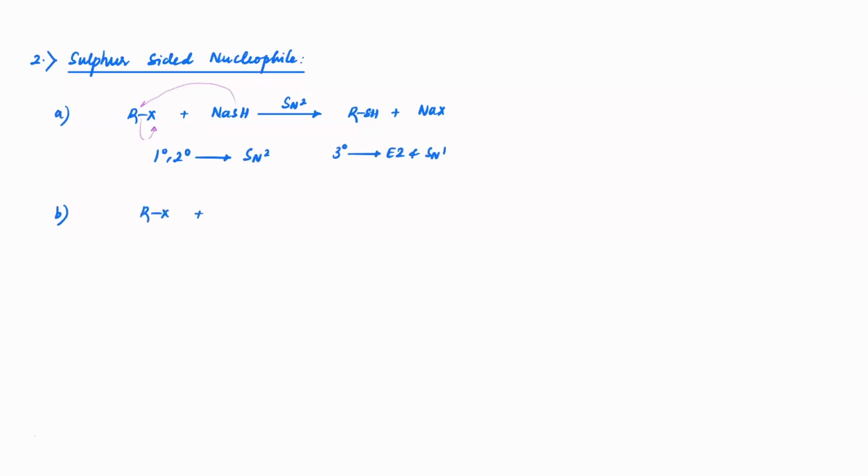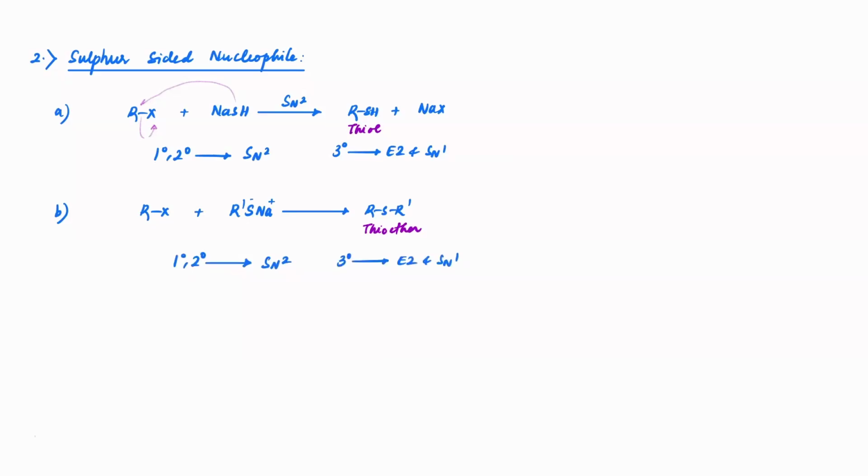Second, if you have alkyl halide plus R dash S minus Na plus, then you will get a thioether. So these are thiols. Let me put down that thiol, and this is thioether. Got it? So we'll get the formation of thioether. Here also, how do we remember? If it is 1 degree, 2 degree, SN2; 3 degree, it is E2 and SN1.